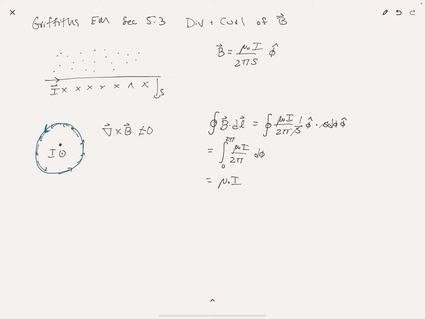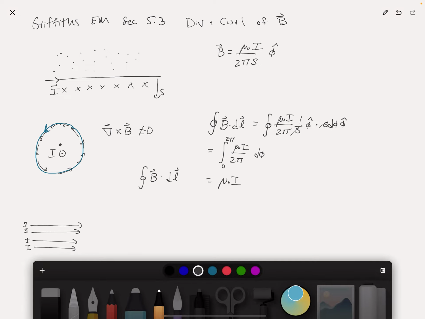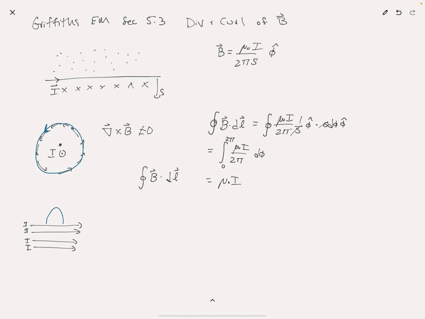All right, so I have this expression that the closed path integral of my magnetic field gives me mu naught I. So what if I had a different case where I had multiple wires all carrying a current I, and I wanted to know what the magnetic field was there? Well, I can still draw a loop. I'm not going to shift this frame, but I'm going to draw this loop where I go all the way around, in this direction.